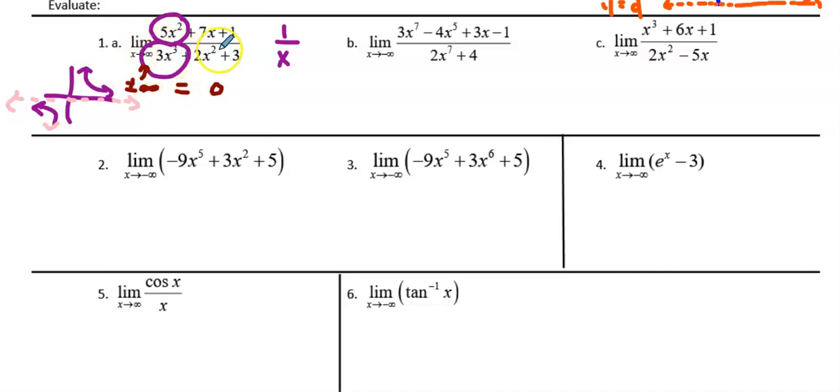So if your rational function is bottom heavy, then your limit as x approaches infinity or negative infinity will be 0. Remember, we're only applying this to when we're approaching infinity or negative infinity. If this had been like a 3, then you would try substitution first, and if substitution didn't work, then you would go and do factoring or some kind of algebra to help you simplify this down.